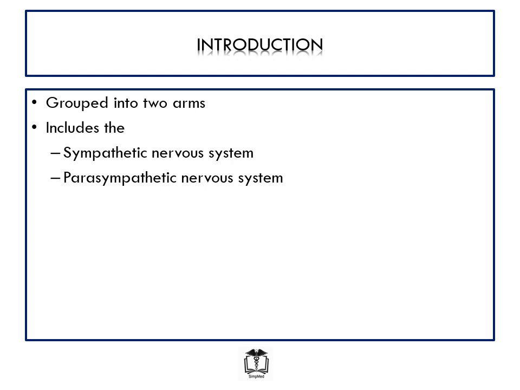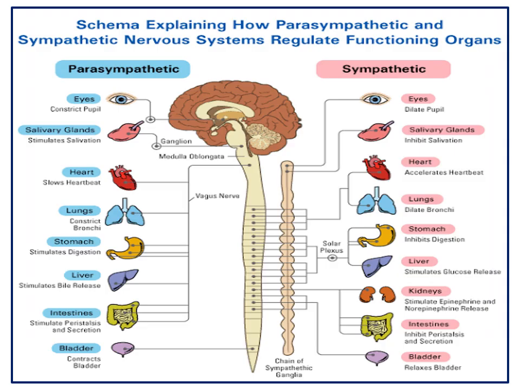The autonomic nervous system is further divided into two parts. You have a sympathetic arm and a parasympathetic arm. We'll be talking about the differences between these two parts of the autonomic nervous system in the next couple of slides.